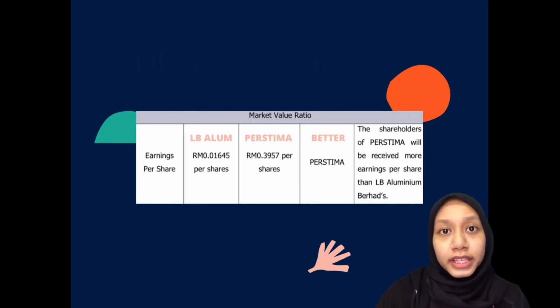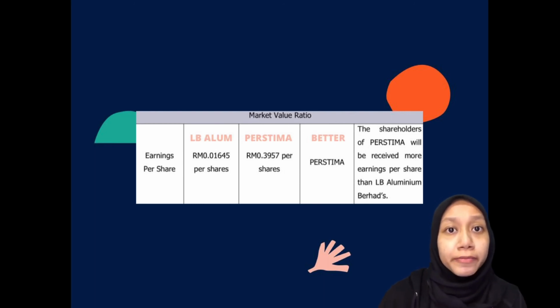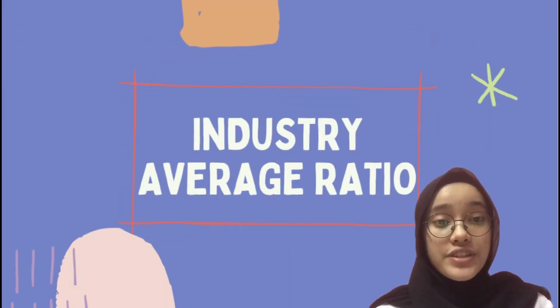Last but not least is the market value ratio. It has earnings per share. The shareholders of Perstima will receive more earnings than the LB Aluminium Berhad, as the earnings per share for the Perstima is 0.3957 ringgit per share, while the LB Aluminium Berhad will get 0.01645 ringgit per share. Industry average ratio.